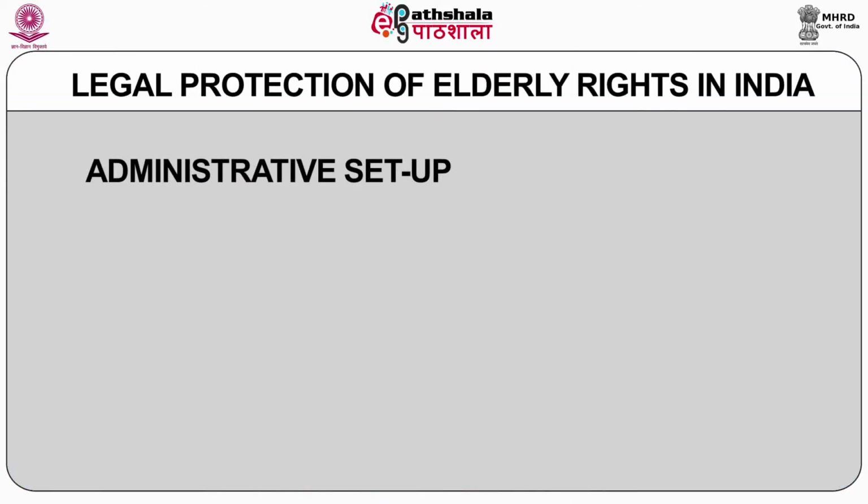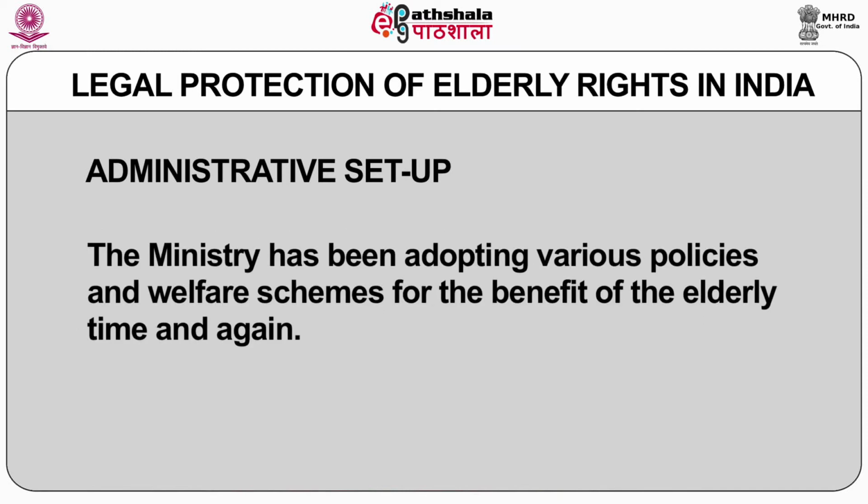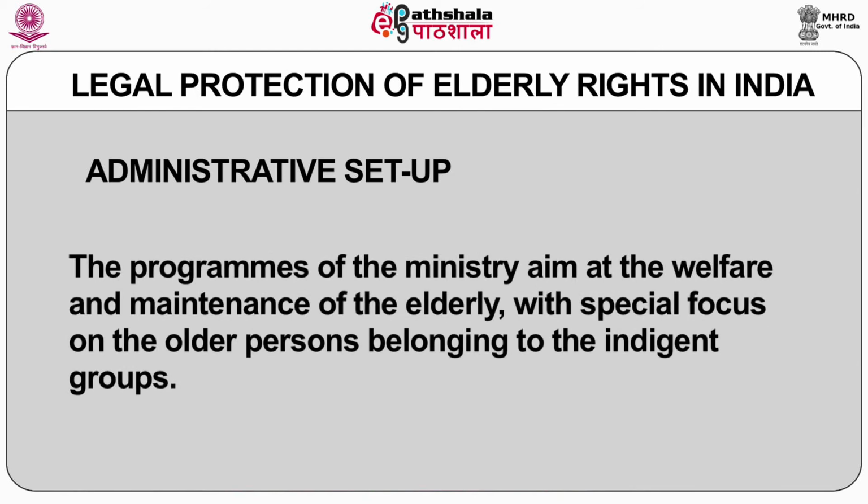Administrative setup. The Ministry of Social Justice and Empowerment of the Government of India is the nodal agency for the issues concerning the elderly. The Ministry has been adopting various policies and welfare schemes for the benefit of the elderly time and again. The programs of the Ministry aim at the welfare and maintenance of the elderly, with special focus on the older persons belonging to the indigenous groups.